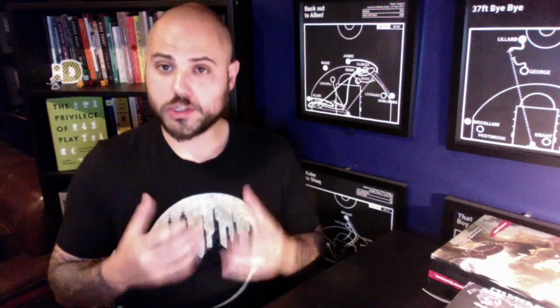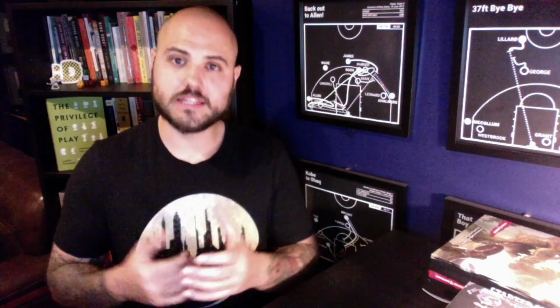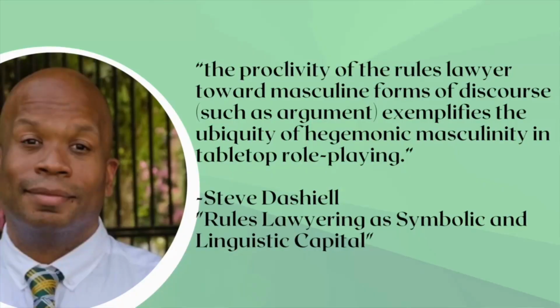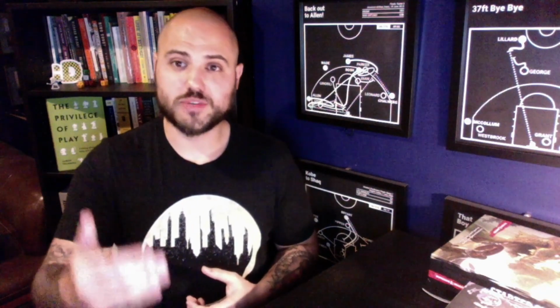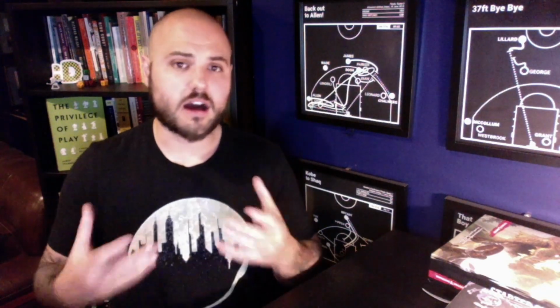While D&D has always encouraged players to experiment, certain player communities militantly emphasize following the rules of the game. In his essay, Rules Lawyering as Symbolic and Linguistic Capital, Steve Dashiell looks at the rules lawyer, a player who zealously follows and polices the rules of a board game, as a masculine TTRPG archetype, and he argues the proclivity of the rules lawyer towards masculine forms of discourse, such as argument, exemplifies the ubiquity of hegemonic masculinity in tabletop role-playing. This hegemonic masculinity is further supported by the value systems traditionally celebrated at D&D tables, like combat and brute force.